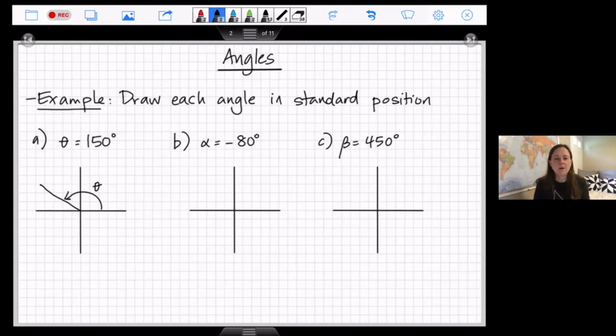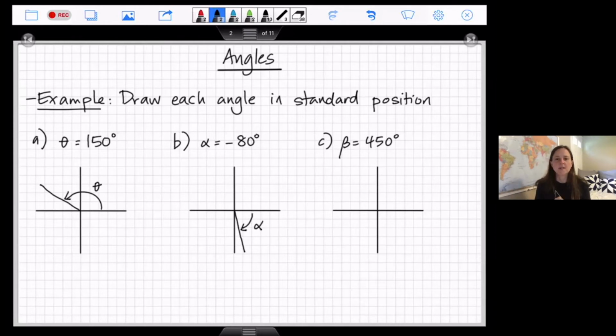All right, so what about negative 80 degrees? That one's negative, so we're going to rotate clockwise. And let's see, we don't want to go quite 90 degrees, so we're going to stop. We're just shy of negative 90 degrees. Again, our arrow for rotation, and label it with its name.